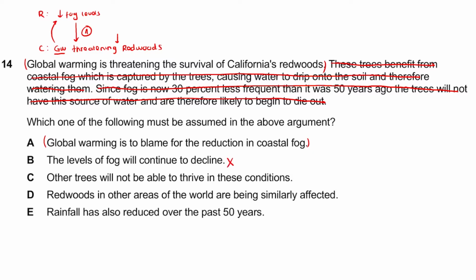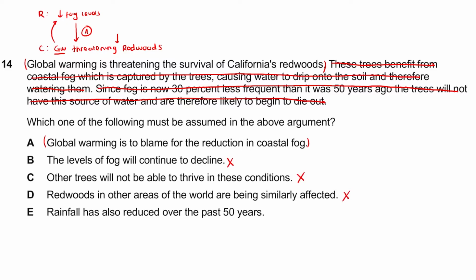C, other trees would not be able to thrive in these conditions. That's completely irrelevant. We're just dealing with the redwoods here, isn't it? D, redwoods and other areas of wood are being similarly affected. Okay, that's just like a side statement. It doesn't really add anything, right? So this is going to be no.